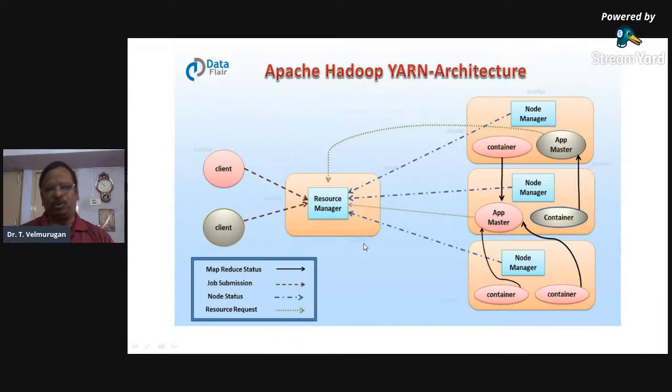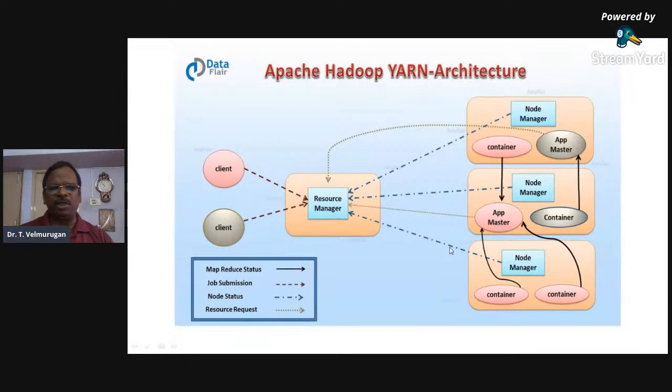Here there are four components available in YARN. One is the resource manager. Second one is the node manager. Third one is the container. Then the fourth one is the application manager or application master. So: resource manager, node manager, container, application manager.